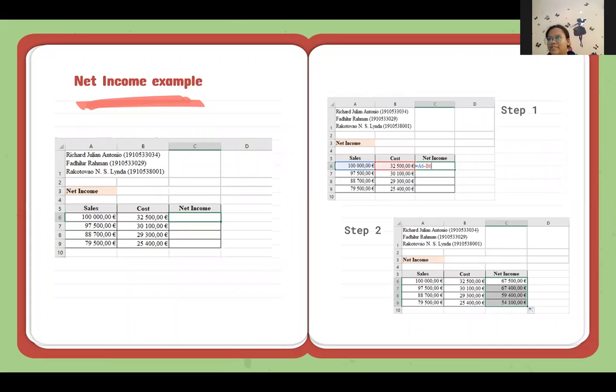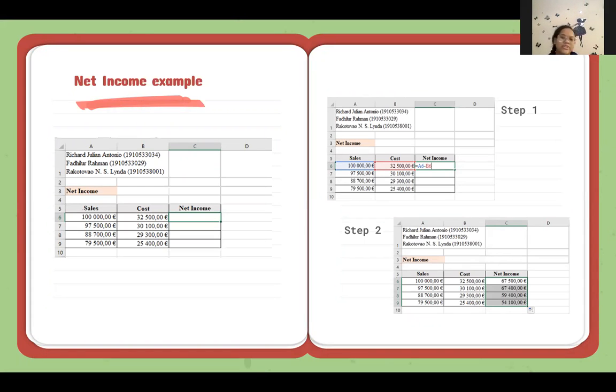In this case, for example, as you can see, there are sales and there are also costs. So in order to get the net income, we are going to use the formula by taking the column A, subtracting with the column B. So let's, for example, take the cell A6 minus B6. So we can get the first net income.